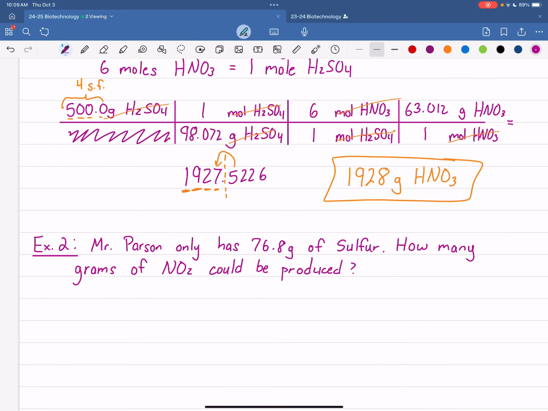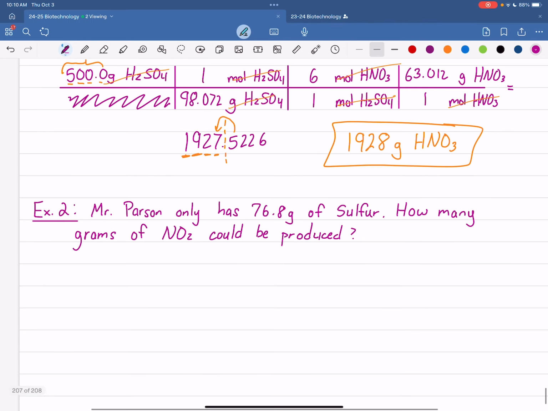So here's example 2. Mr. Parson only has 76.8 grams of sulfur. How many grams of NO2 could be produced if all of that sulfur were to react? So very similar to before, this is mass-to-mass conversion. I'm going to need a few pieces of info. So let me kind of collect that info.